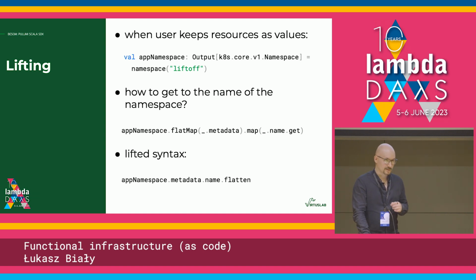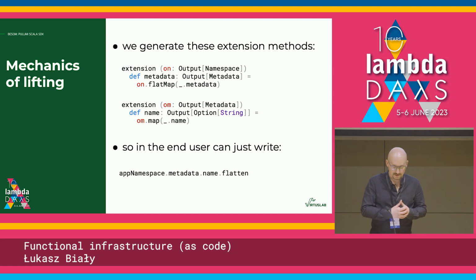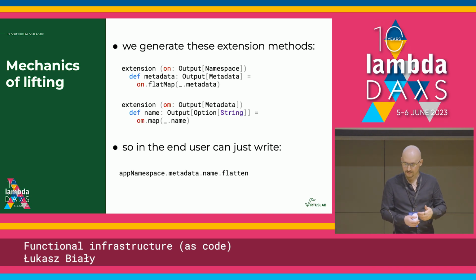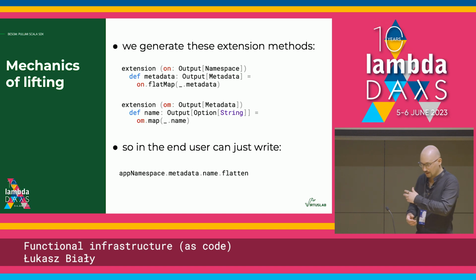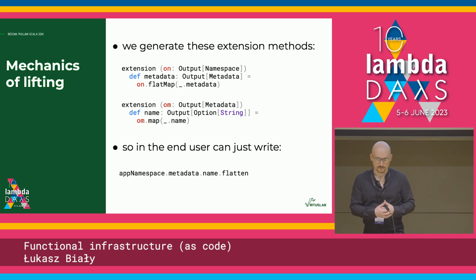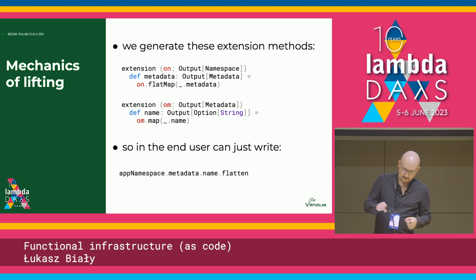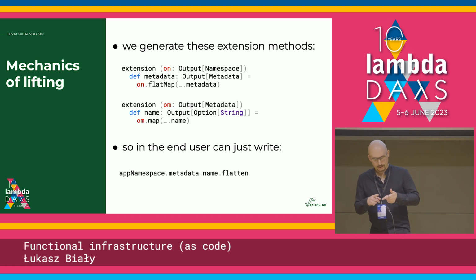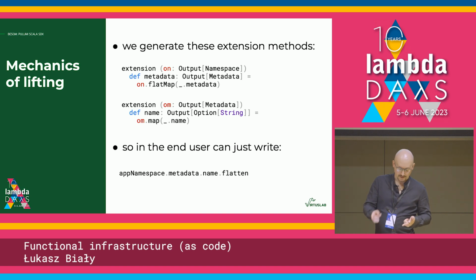It was a nice prototype, but then one of our compiler team members came up with something simpler. Why don't you just use extension methods? You are already generating the code. So let's just generate those methods for the particular complete types and be done with it. And that's what we did. It actually worked pretty fine. So what you get here is that metadata is a property on something that is an output of namespace. So you can call the method, then you call the name method, which is again an extension method on output of metadata, and you get an output of option.